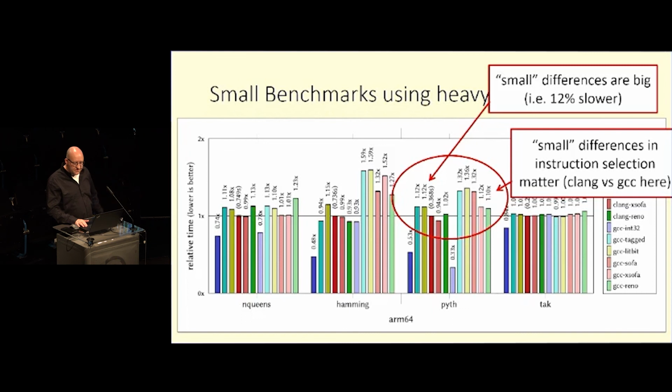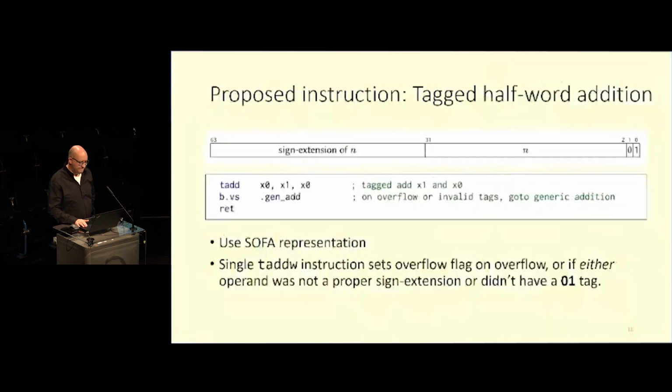I feel that SOFA is most performant overall, closely followed by the Renzo technique. So yeah, that's where we're at. I think I have little time left, right?